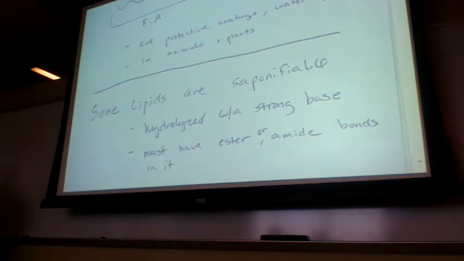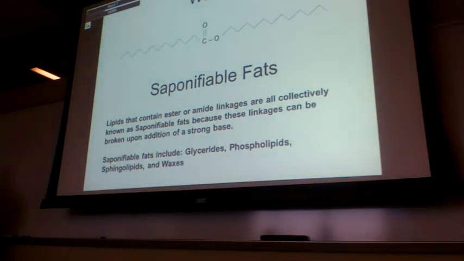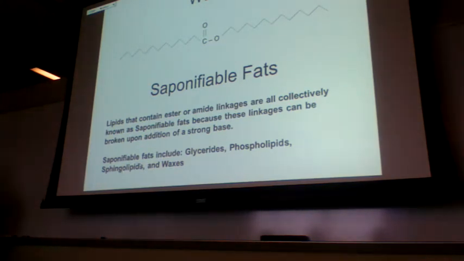Triglycerides, those are saponifiable. So you should know which ones are saponifiable. That includes your glycerides, all your phospholipids, the glycerophospholipids, and then also the sphingophospholipids. And then it doesn't have to be a phosphate group, so just any old sphingolipid. And waxes. These are all saponifiable lipids.